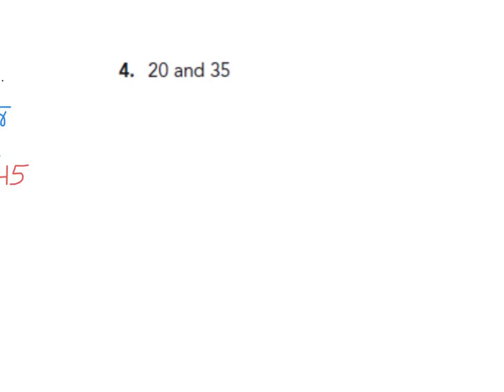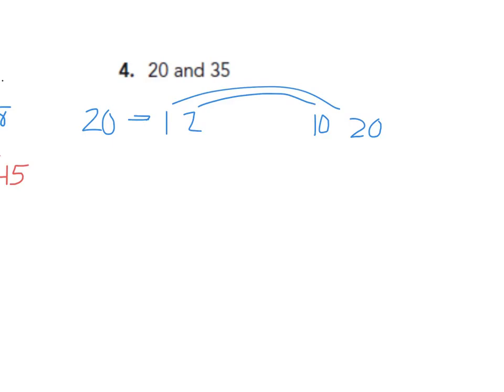Pause it here. Okay, so let's look at 20 and 35. So I'm going to start off by listing all the factors of 20. 20 has factors of 1 and 20, 2 and 10. 3 doesn't work because 2 plus 0 is 2, and that's not divisible by 3, so I'll skip 3. 4 works, 4 goes with 5, and then they start to repeat already. So I've got all the factors of 20.